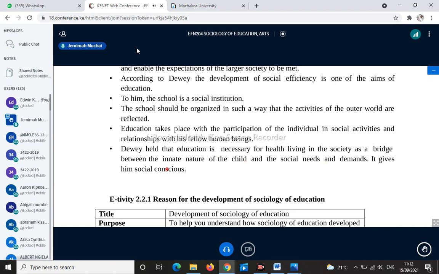Innate nature is the way you have been born. So you need to be developed more than the knowledge or the abilities that you are born with. You need new skills. You need new knowledge, you need to learn about things like moral beliefs and new attitudes and the like, so that you can fit well in the society.